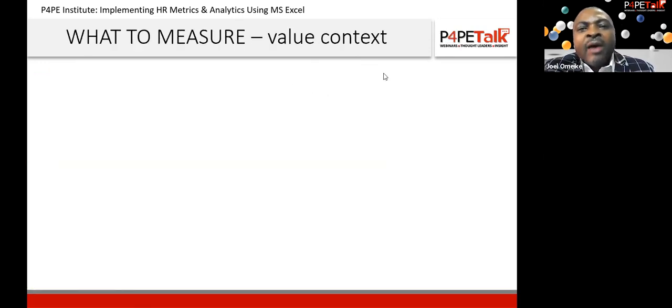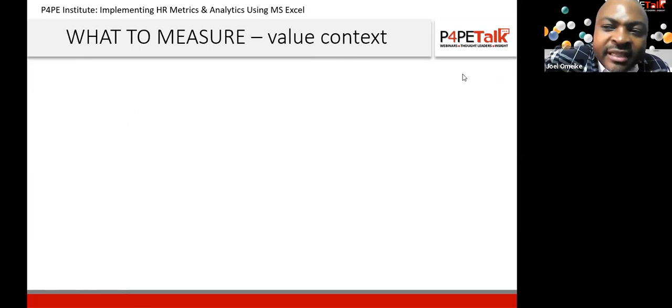Now, what should you measure? I always recommend: measure what provides the highest value. Measure what provides context for the organization, making it easier for the organization to deliver the most value in what they are doing. Measure what you will be able to use to demonstrate that HR is doing very well.